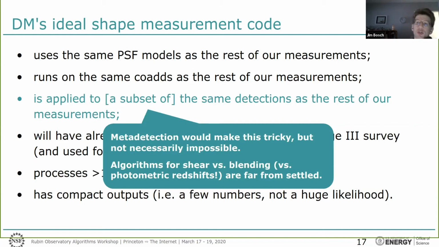I also think it's true that nobody really knows how to do shear versus blending versus photometric redshifts at these depths. And metadetection is, I think, a very promising idea, but there may still be other new qualitatively different promising ideas by the time we get on the sky.